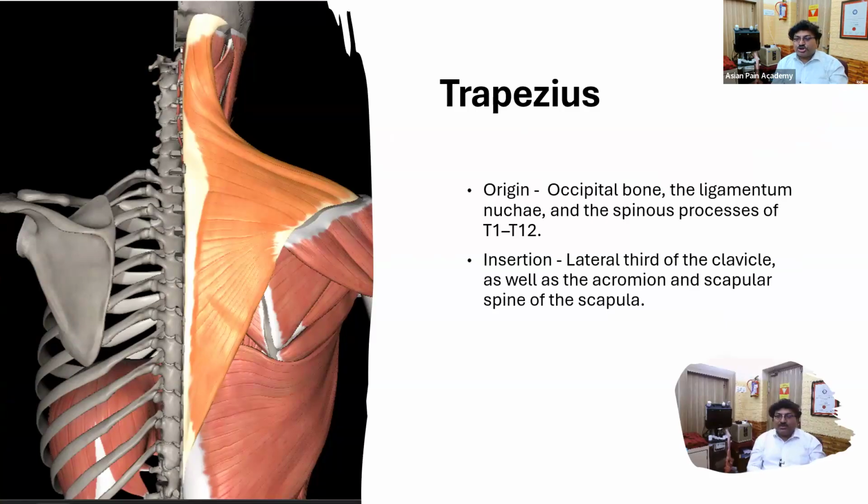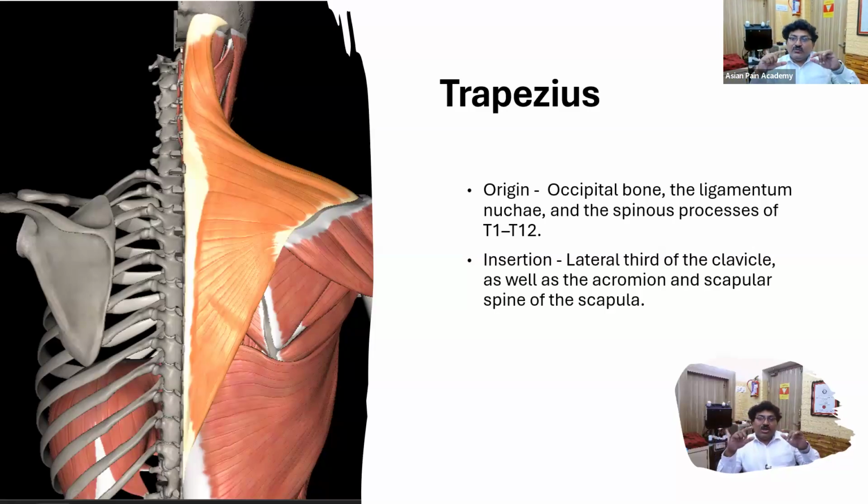Now, coming to the most superficial muscle at the back. Remember, trapezius is the superficial flat muscle, like latissimus dorsi in the lumbar area. At the cervical area, we have the trapezius. So, what does the trapezius do? Trapezius is a flat muscle covering all the other muscles underneath. It takes origin from the occipital bone, from the ligamentum nuchae, and from the tip of the spinous processes, and it goes up to the T12.